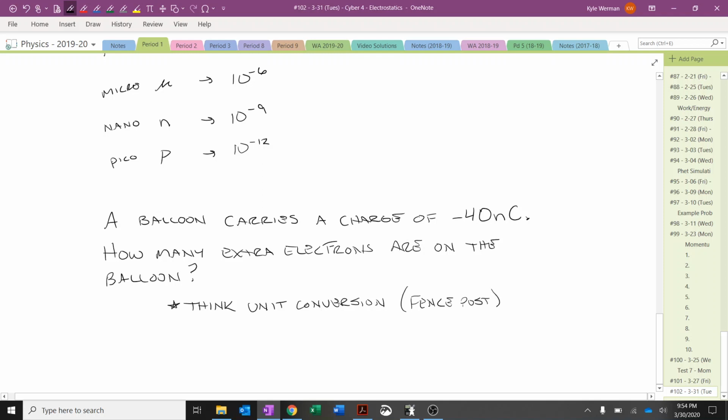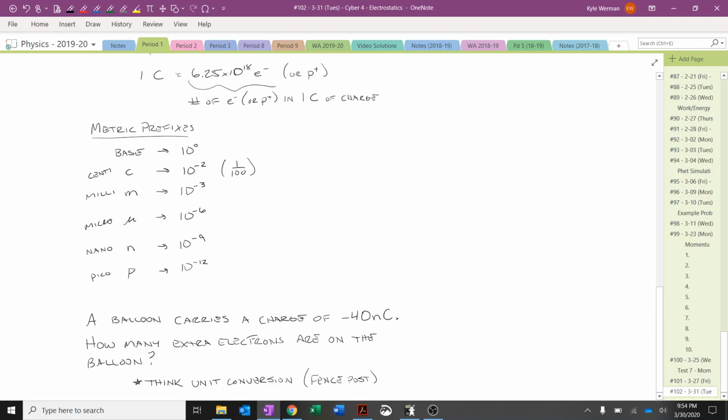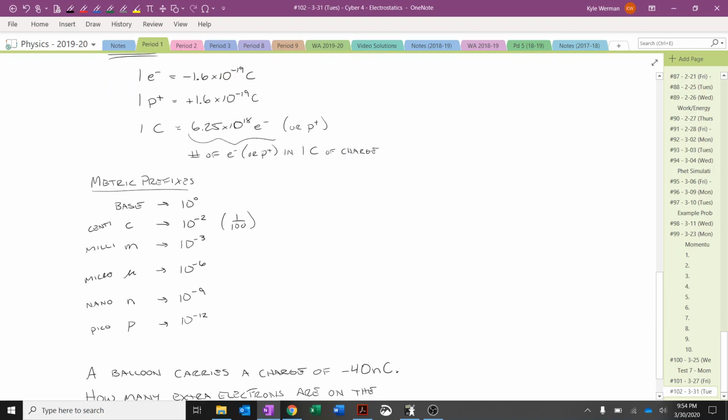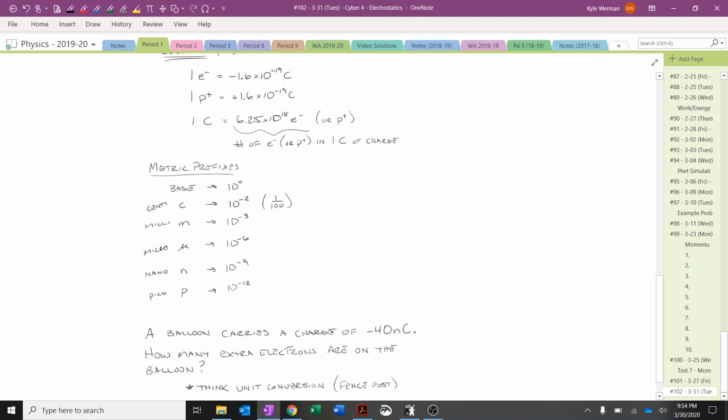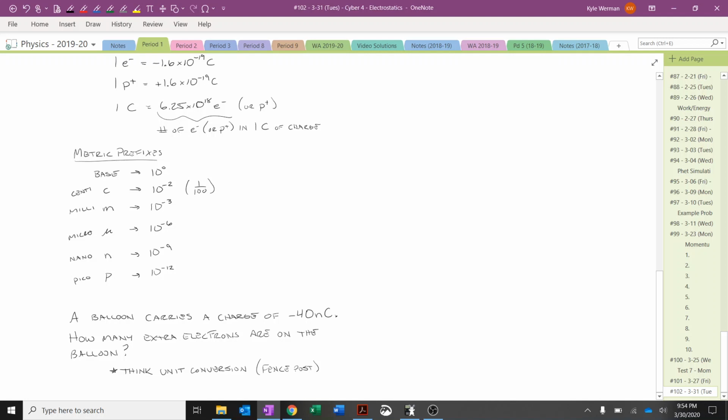So I'm going to zoom back here and show you the stuff you need to know. There's our conversion factors. We know how many electrons are in a coulomb, or coulombs in an electron. And there's our metric prefixes. And I want to know, a balloon carries a charge of negative 40 nanocoulombs. How many extra electrons are on the balloon? I'm going to give you a minute, let you guys break here. And I want you to try to solve this problem, and then we'll break you guys into groups.